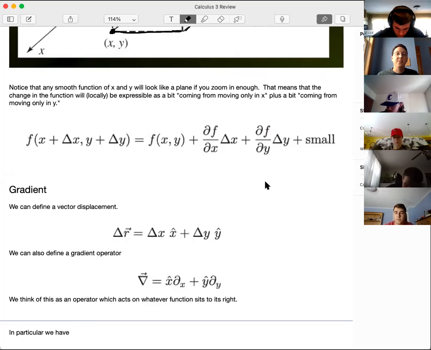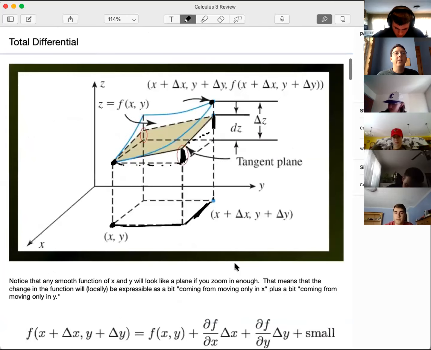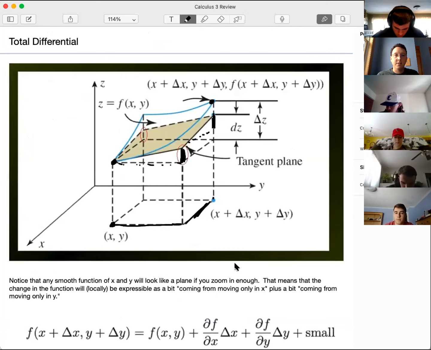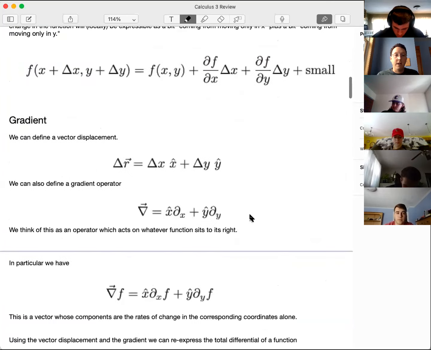So for those of you watching on YouTube, we're just going through simple facts of vector calculus, and we're talking about gradients. This gradient operator is built out of a unit vector multiplied by the corresponding partial derivative. And we think of it as acting to the right.